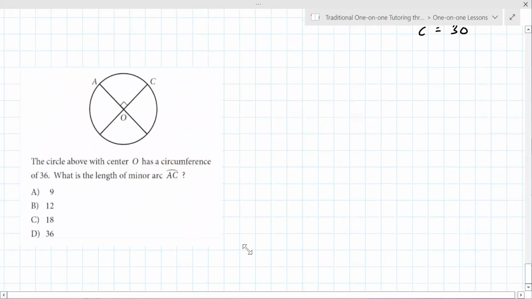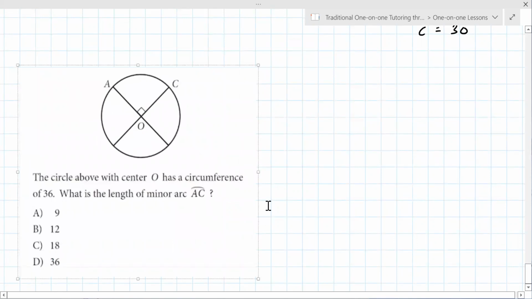All right. So the circle above with center O has a circumference of 36. And actually, I think there's an error in this problem. I think it's supposed to be 36 pi. They print corrections to the tests over the years.